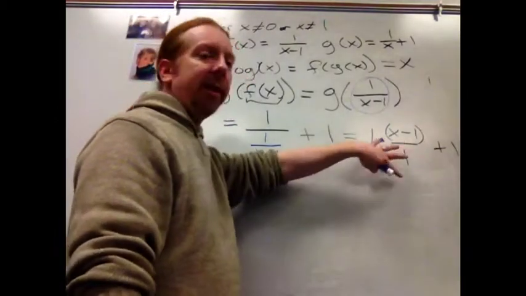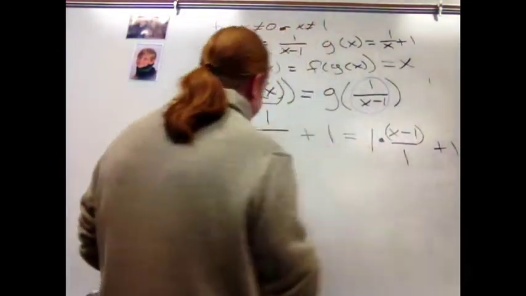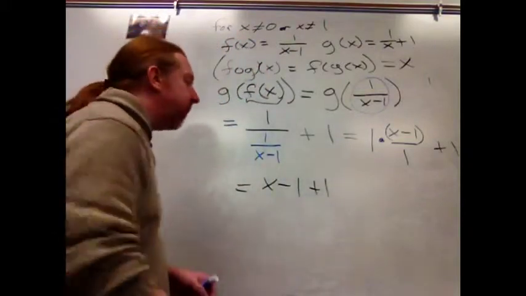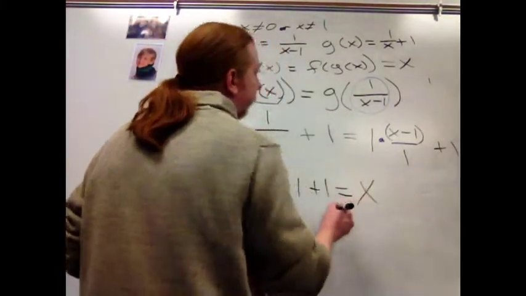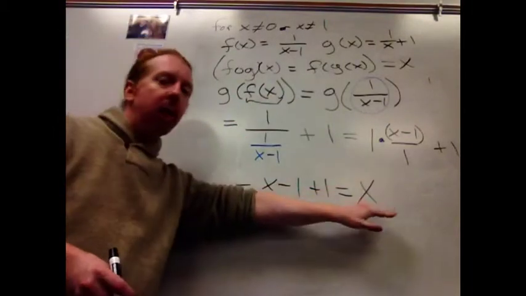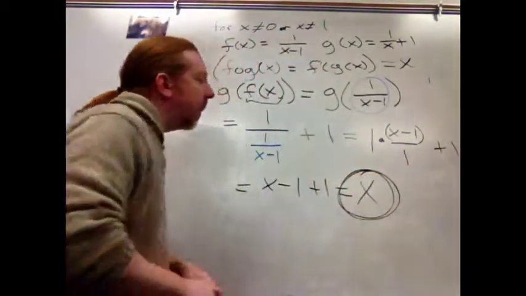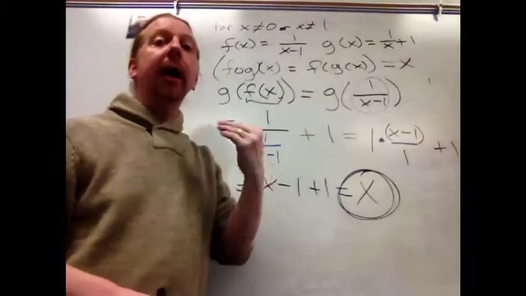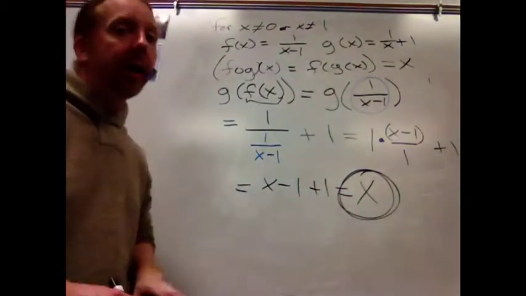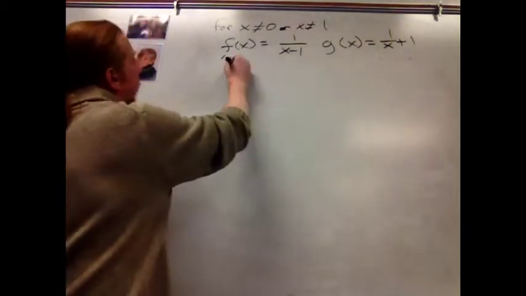1, 1, that's multiplying by 1, dividing by 1. That's like not doing anything. So this cleans up to x minus 1 plus 1, which simplifies to x. So that means that g of f of x also equals x. Given two functions, if their composition always yields just the variable, I can say that these are inverses of each other. So now that I've done my testing, I can make some statements.